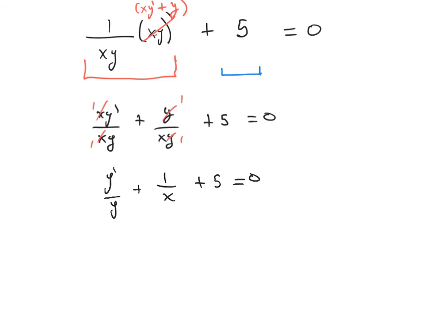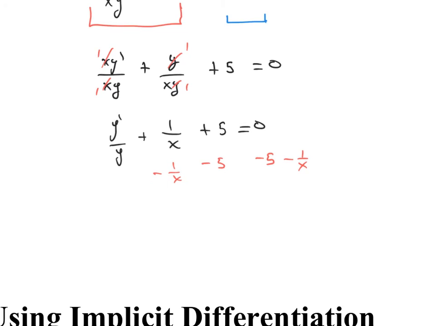How am I going to solve for that? Well, I could subtract 5 from both sides. I could subtract 1 over x from both sides. When I do that, I'd end up with y prime over y equals negative 5 minus 1 over x.